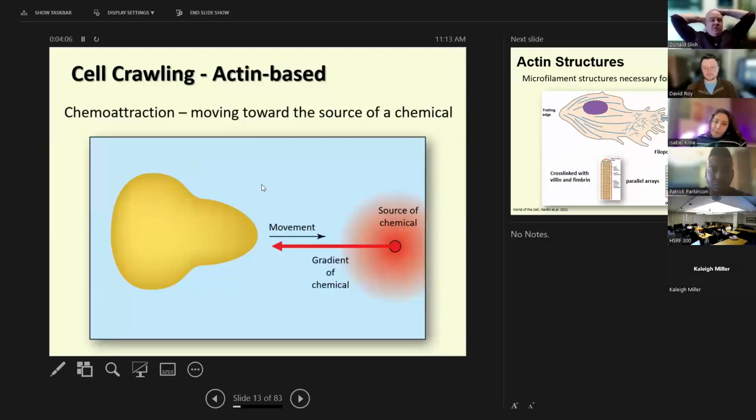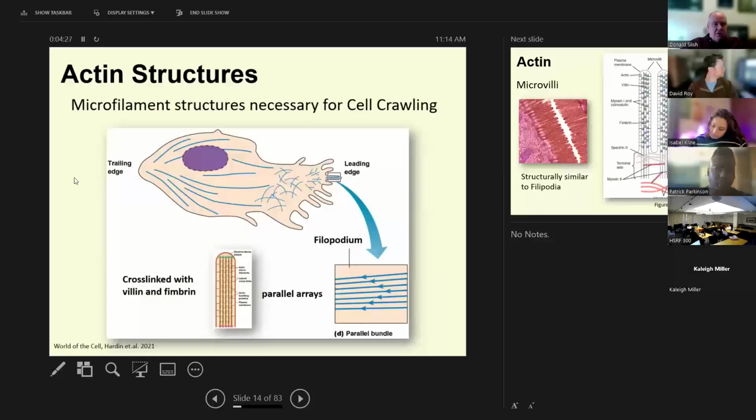So the example I like to use is you've got some kind of damage in a tissue, and blood spills out, platelets get activated, and then platelets release PDGF, platelet-derived growth factor, and then that draws cells like fibroblasts into the area to start putting down collagen and fixing the damage. So that's cell crawling.